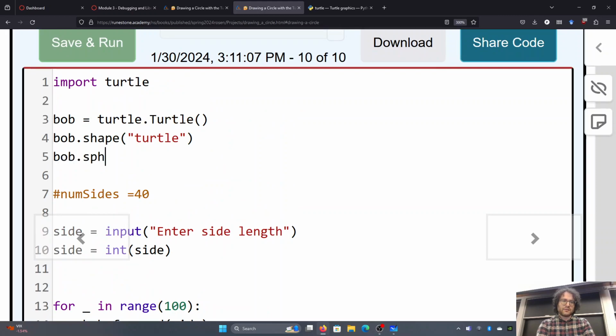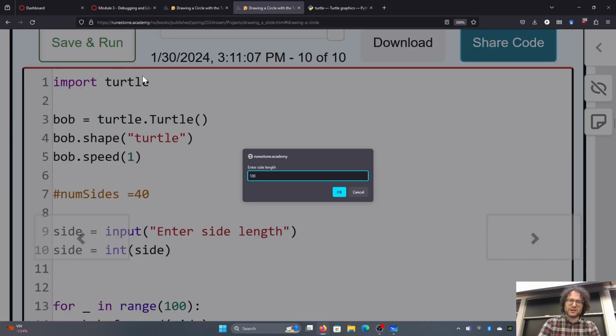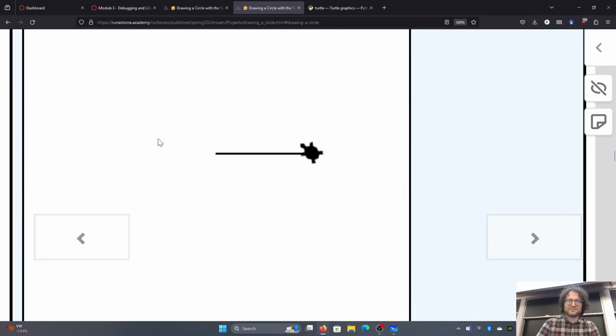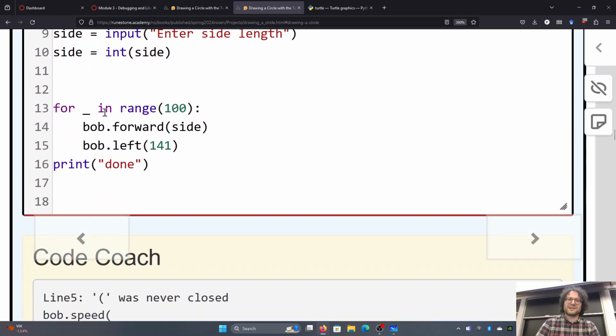Bob.speed. Fortunately, our turtle can be a bit more zoomy than our typical actual tortoise, which might be helpful when we're doing our homework. It takes in a number from 0 to 10. 1 is very slow. As you can see, it is rather tortoise-like there.